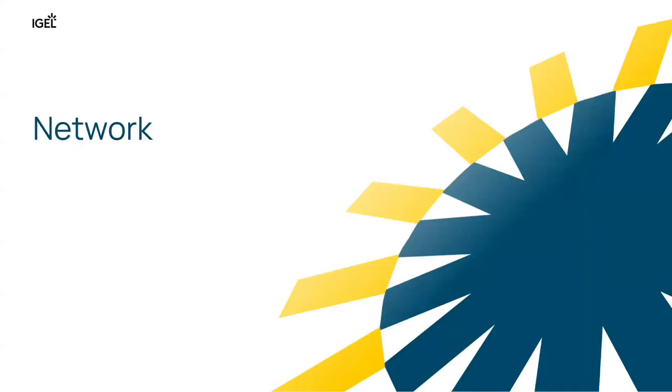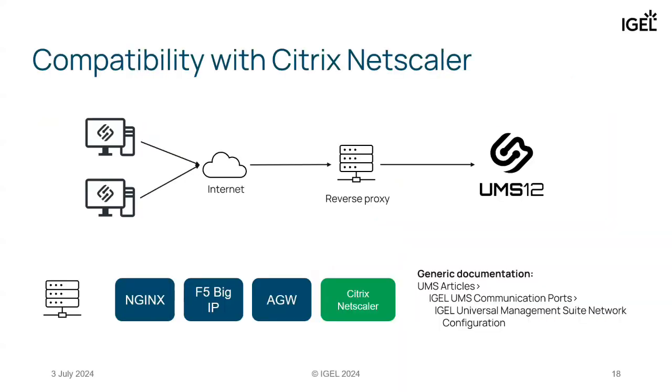Okay, then updates about network settings. As you probably know, OS 12 and UMS are compatible with a number of different reverse proxies like Nginx, F5 Big IP, and Azure Application Gateway. We now also have documentation on how to set up Citrix NetScaler in a correct way, so it's compatible with OS 12 and UMS 12. So this is also a great achievement here. And I know that a lot of customers asked for this documentation.